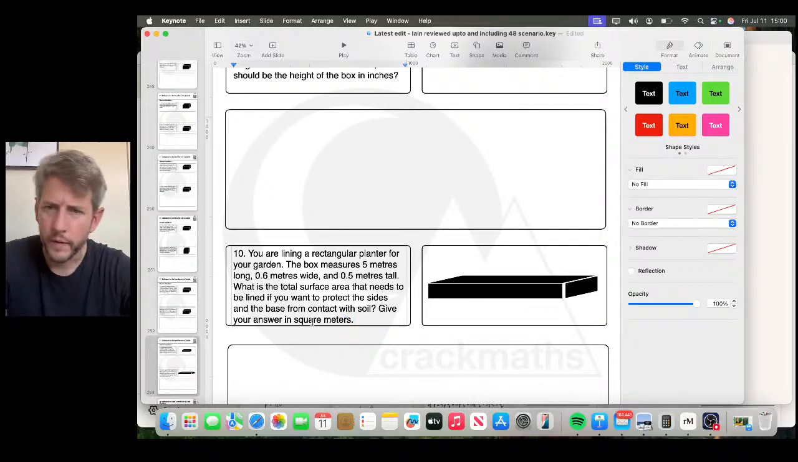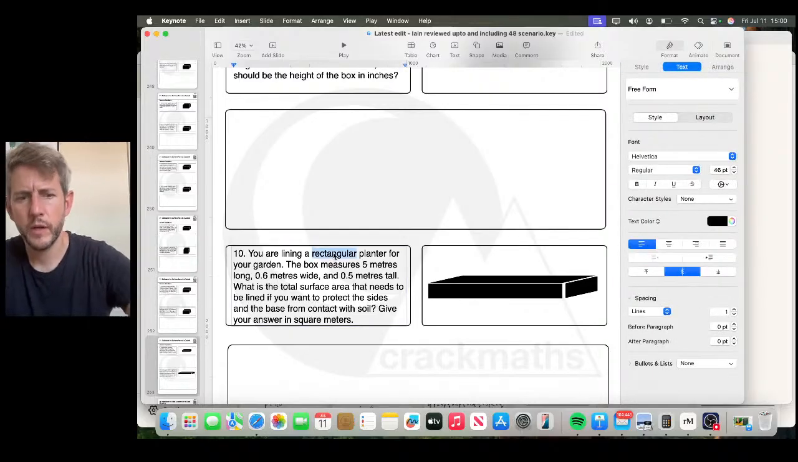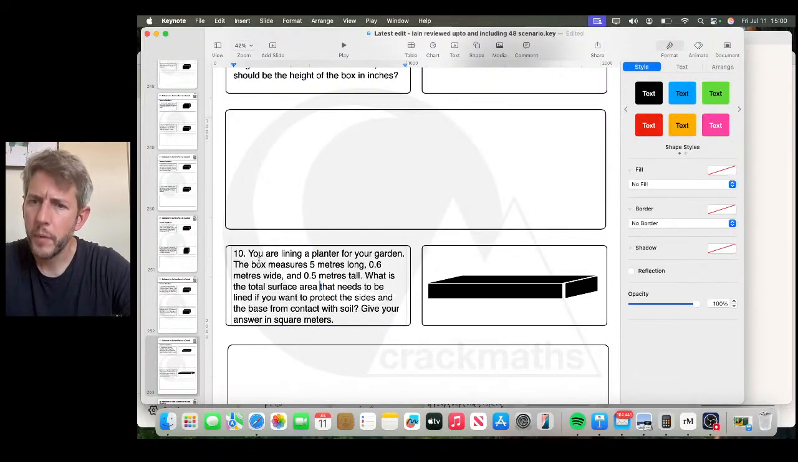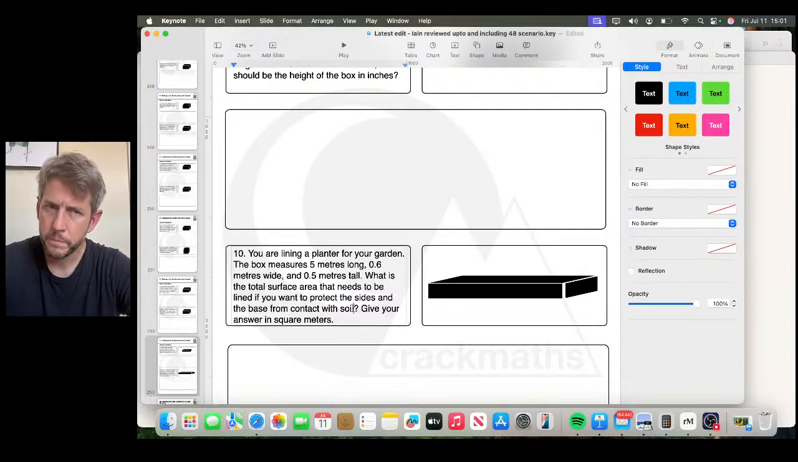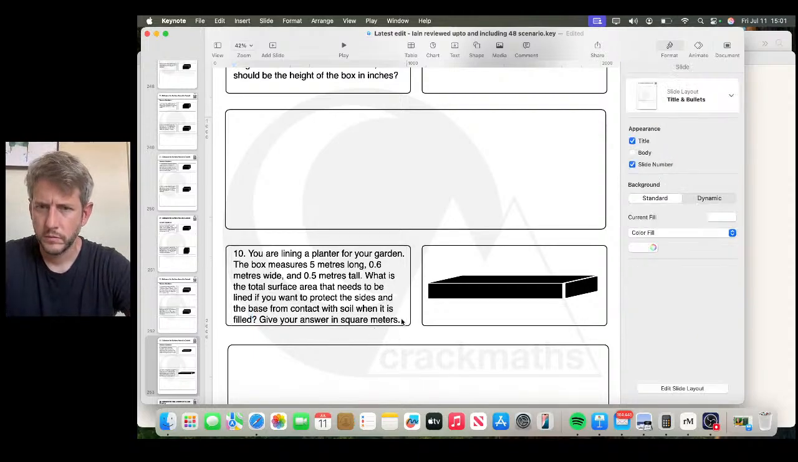Okay, right, here we go. You're lining a rectangular planter for your garden. The box measures 5 meters long, 0.6 meters wide, and 0.5 meters tall. What is the total surface area that needs to be lined if you want to protect the sides and the base from contact with soil when it is filled? Give your answer in square meters.